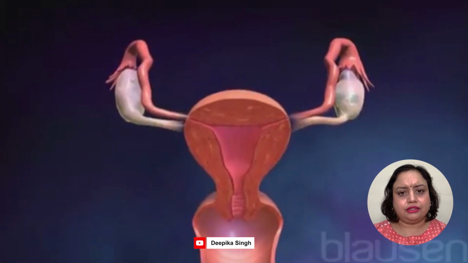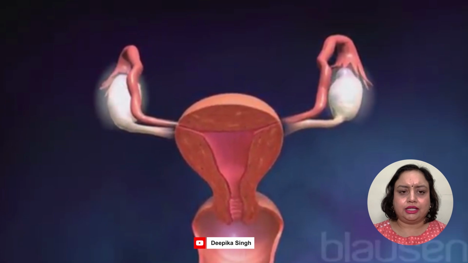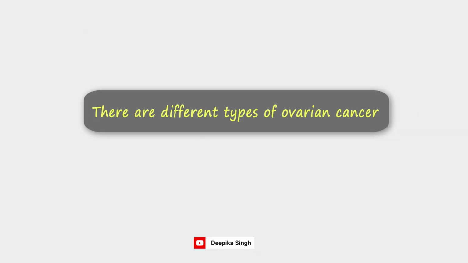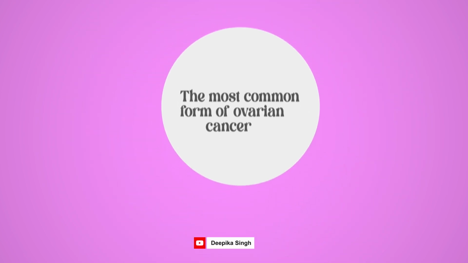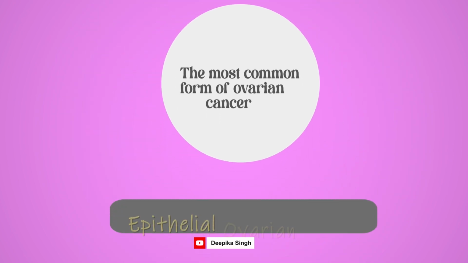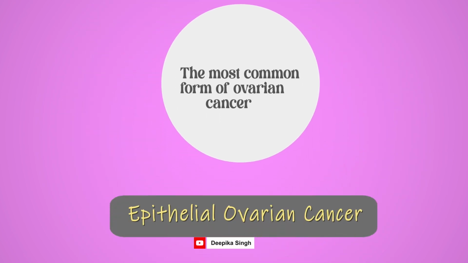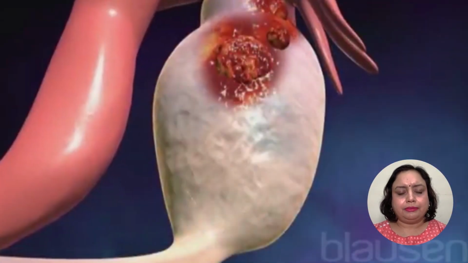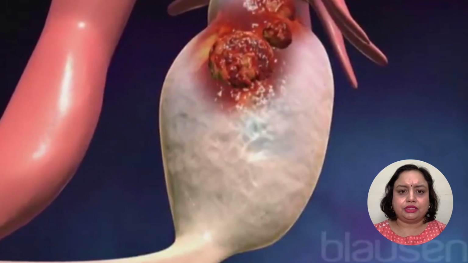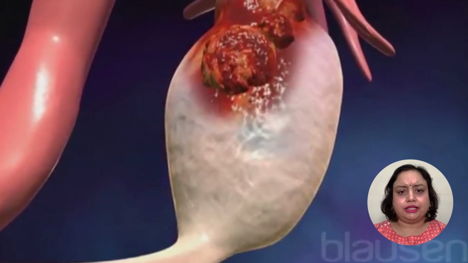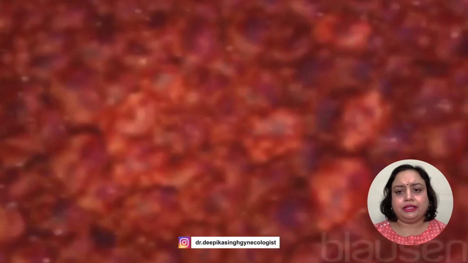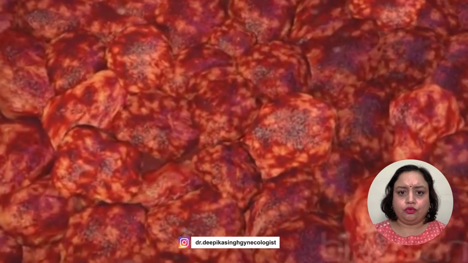So, ovarian cancer refers to cancer that starts in the ovaries. While there are different types of ovarian cancer, the most common form is epithelial ovarian cancer, which begins in the thin layer of tissue that covers the ovaries. There are also other types, such as germ cell tumors, which start in the cells that produce eggs, and stromal tumors, which develop in the tissues that hold the ovary together.